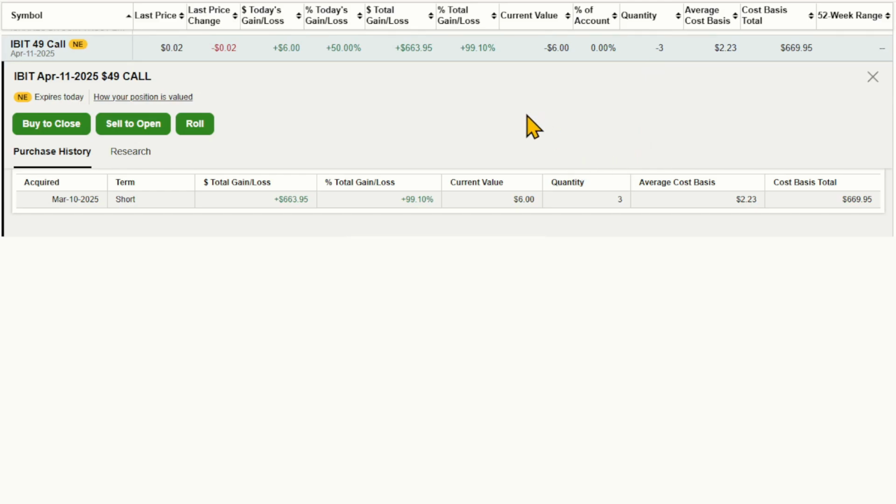Some people think this is magic. It's certainly not magic. It just is closing out your old contract. Did you win or lose? That depends on how you sold it and what you collected. And then you're opening up a new contract, and that's going to be based upon the new data that you have. So we're closing out our old one, rolling to a new strike price, new expiration date. So I'm going to click this and show you exactly what that looks like.